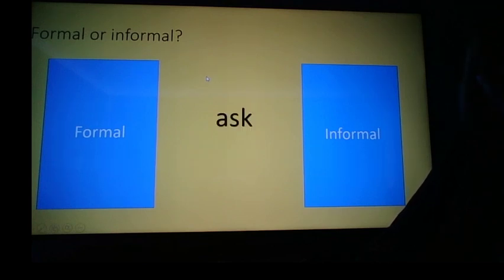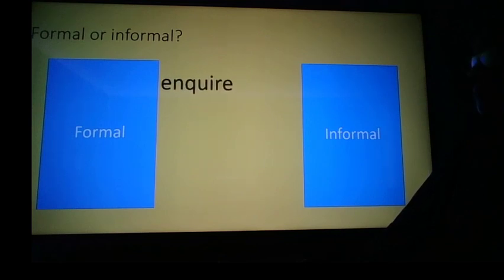Ask. Do you think this is formal or informal if you're writing? And this is really important whatever level you're writing at, because you need to know that ask is actually an informal word. What about enquire? Enquire means the same as ask. I want to ask, I want to enquire, but it's a formal word.